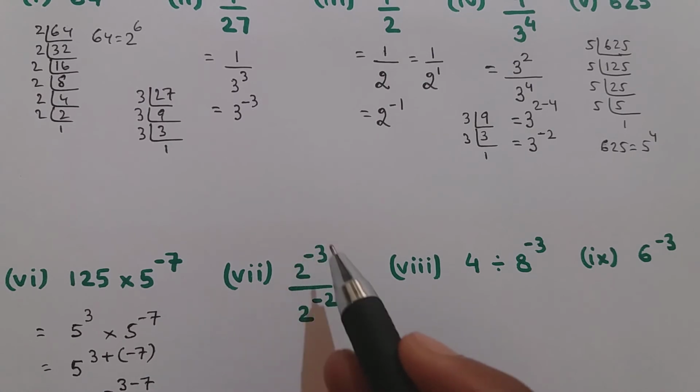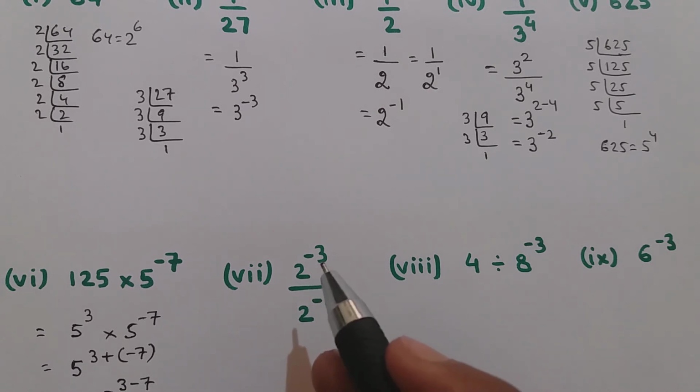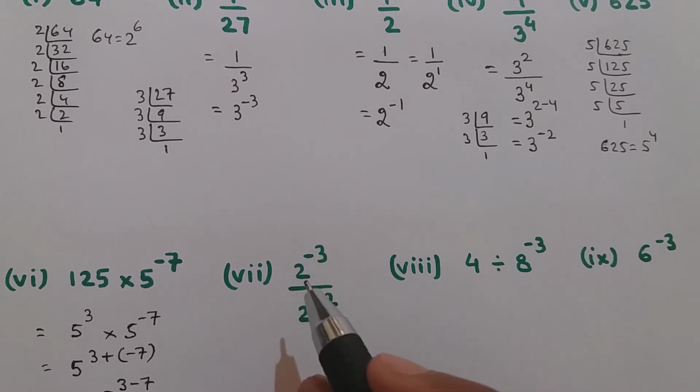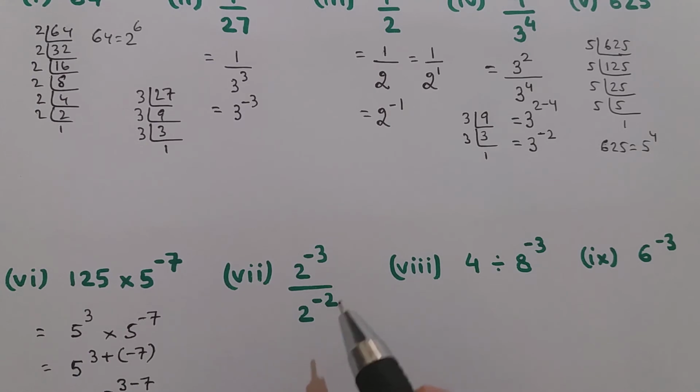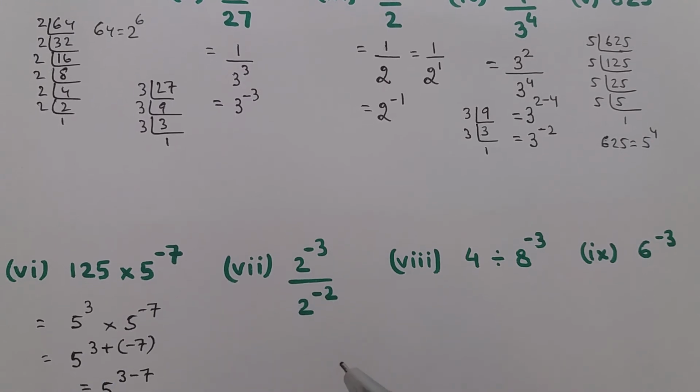Now 2 raised to the power minus 3, this is already given in the power of 2, and 2 is a prime number, so I will keep it as it is, upon 2 raised to the power minus 2. And 2 raised to the power minus 2, this is already in the power of 2, and 2 is a prime number, so I will keep this also as it is. So 2 raised to the power minus 3 upon 2 raised to the power minus 2.